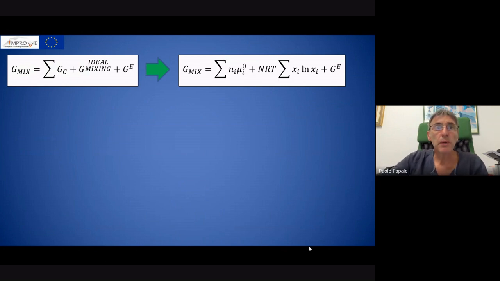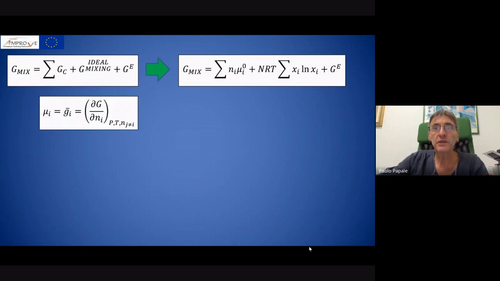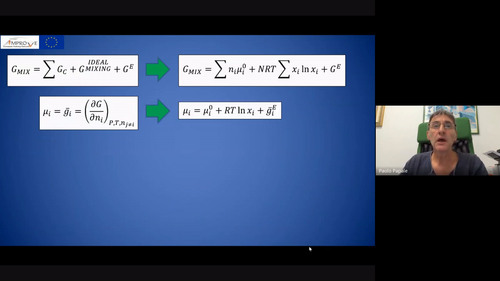We start by recalling that the chemical potential of a component in a mixture is equal to the partial molar Gibbs energy of that component in the mixture, given by partially deriving the Gibbs energy in the number of moles of the component. We can therefore apply this expression to the expression of the Gibbs energy on top and obtain a new expression for the chemical potential of a component in a mixture.